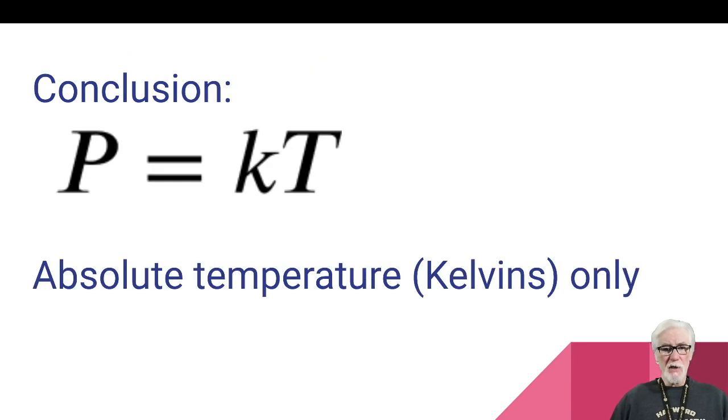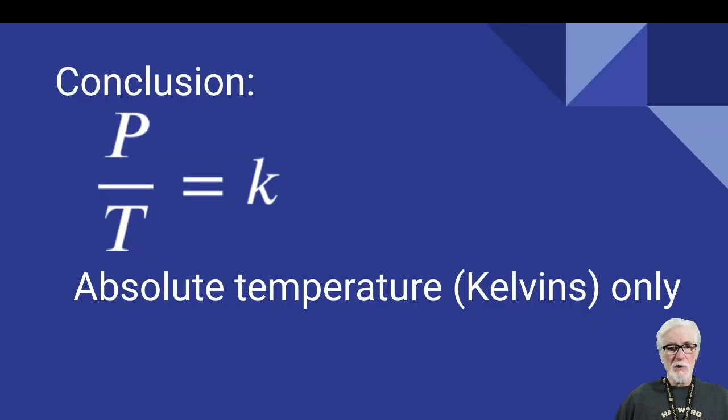So here's our conclusion. If we get rid of that vertical intercept by using Kelvin temperatures only, then pressure is directly proportional to the temperature. And just like before, the most useful form of this comes when we divide both sides by temperature. So we see that the ratio of pressure to temperature is a constant, as long as we're using absolute temperature, in other words, the Kelvin temperature scale. So whatever happens to the temperature, the same thing must happen to the pressure. Double the temperature, pressure has to double. Cut the temperature in half, pressure also has to be cut in half.